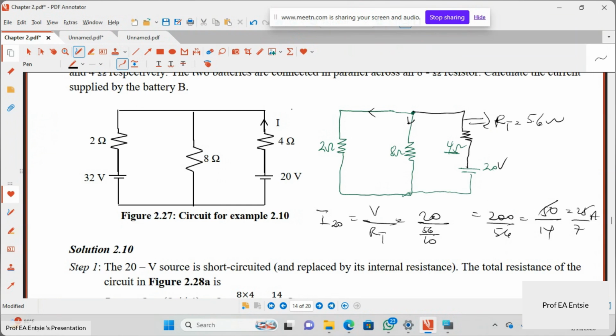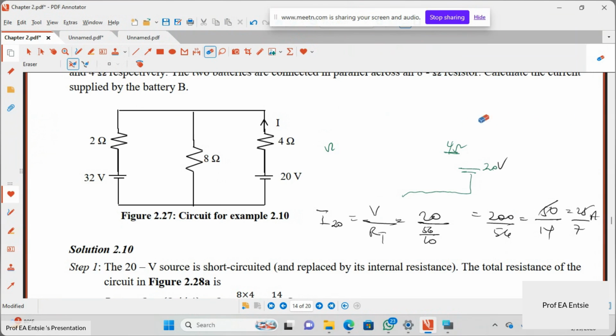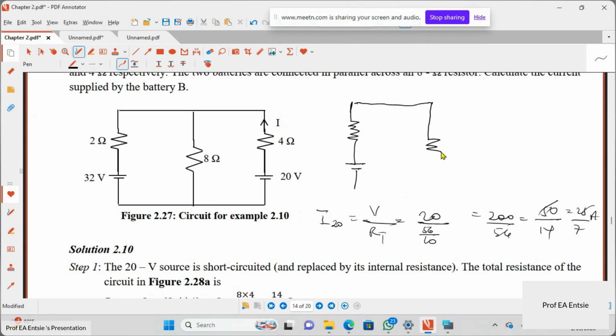Then I will do the second scenario, if the 32 volts should act now. So if the 32 volts should act now, that's what I'll be getting. 32 volts is here. Then I'll have this.